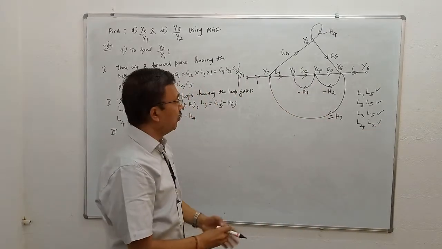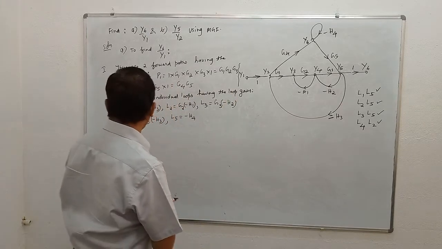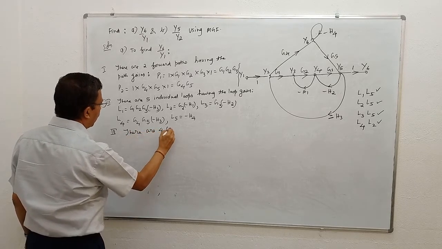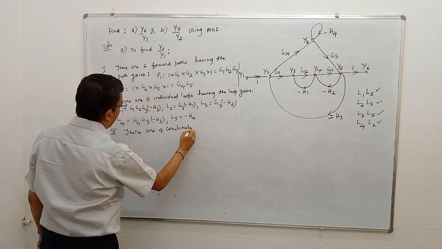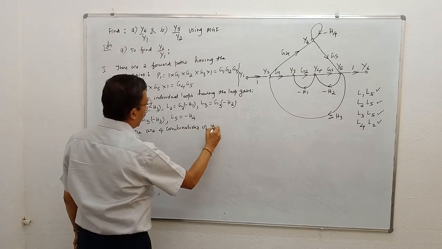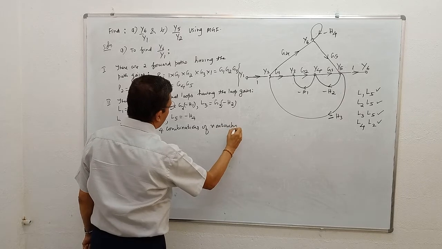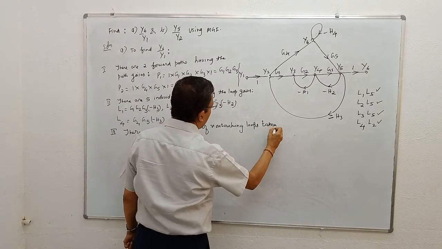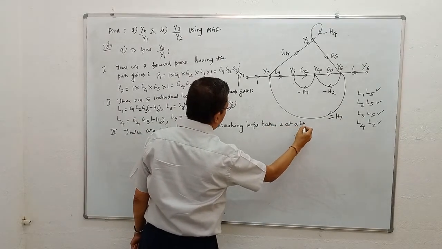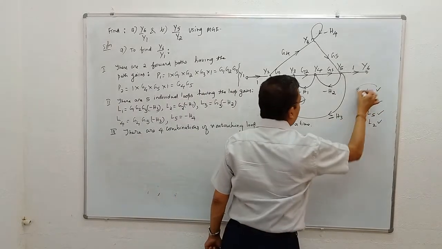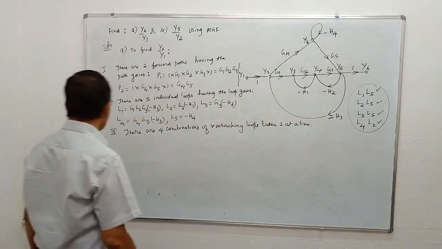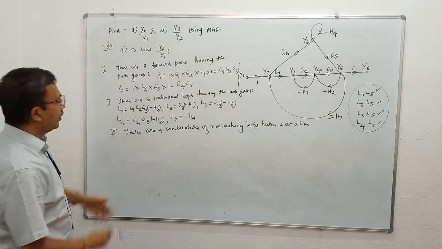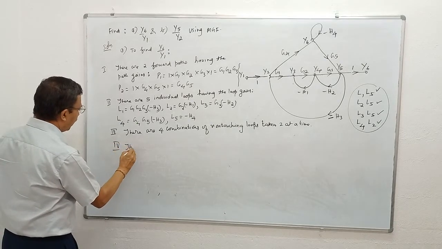I gave you time, but there are no other combinations. Therefore, there are 4 combinations of non-touching loops taken 2 at a time. Those combinations are listed here. There are no combinations of 4 non-touching loops, 3 non-touching loops, etc.